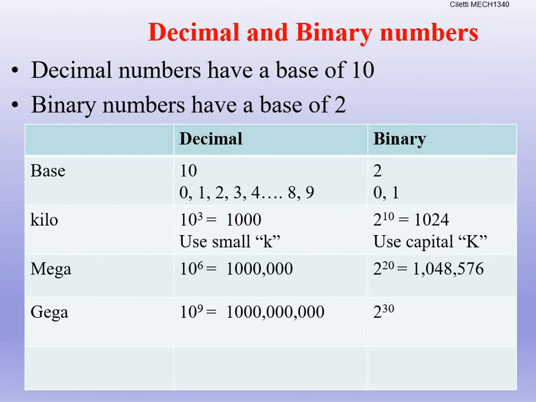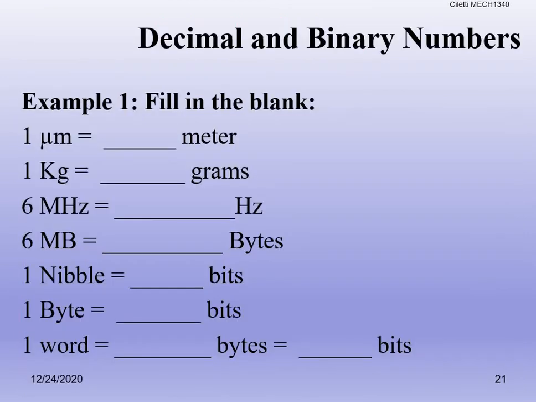Binary is only 2 numbers, it's base 2, and they are a 0 and a 1. Notice on kilo the difference between when we use an SI prefix, we use a lowercase k for kilo, meaning 1,000, and in binary we use a capital K for kilobytes. So there's the distinction between our two kilos. And there's the distinction between giga. Giga in decimal is 10 to the 9th, or in binary, it's 2 to the 30th.